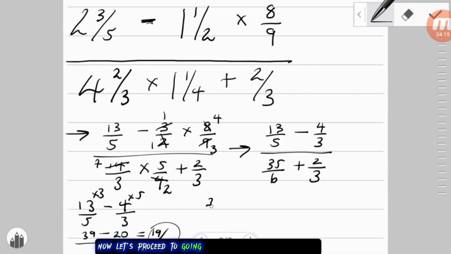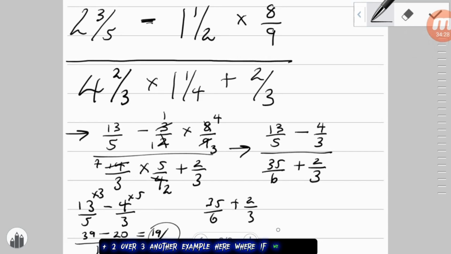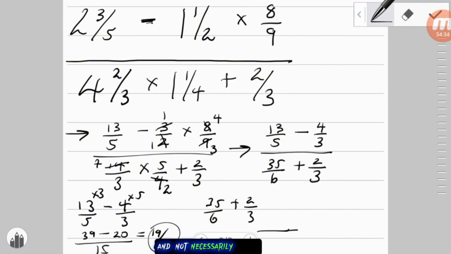Now let's proceed to go in at the bottom then. 35 over 6 plus 2 over 3. Another example here where if we multiply the denoms, we're going to get a multiple and not necessarily the lowest. Again, easily the LCM can easily be identified to be 6.